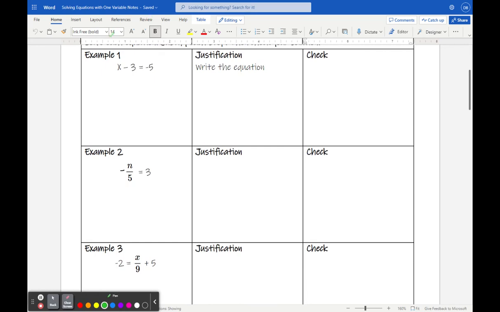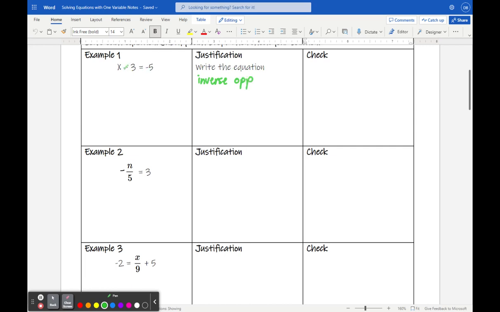Looking at question 1, we have x minus 3 equals negative 5. I identify my x as my variable. This is the number I do not know how much it is worth. I have my constant, which is minus 3, and I have the rest of my balanced equation. I want to get my variable by itself, or isolate it. So in order to do that, I'm going to use the inverse operations.